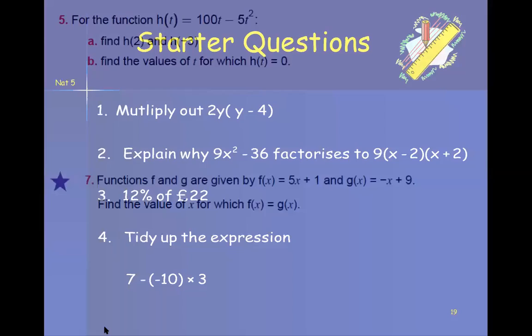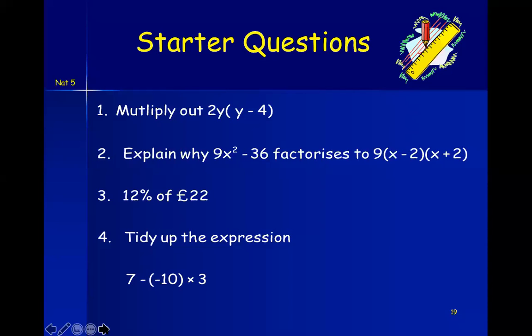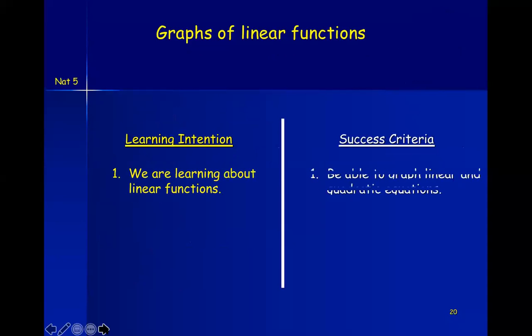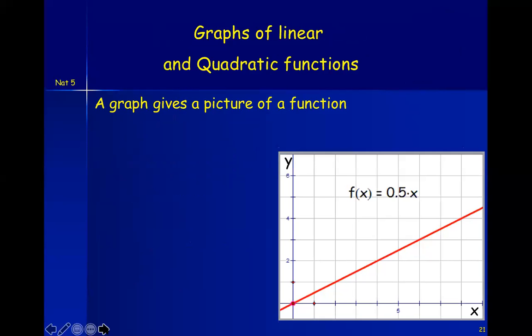So let's see what comes next. Graph of a linear function. The graph gives a picture of a function. So we've got y and x, and here is f of x equals 0.5x, or a half of x basically. So the gradient is 1 divided by 2. You can see it there, and it's a positive gradient, and the y-intercept is 0. So far, just a straight line.